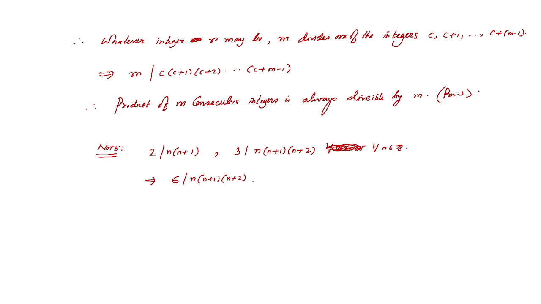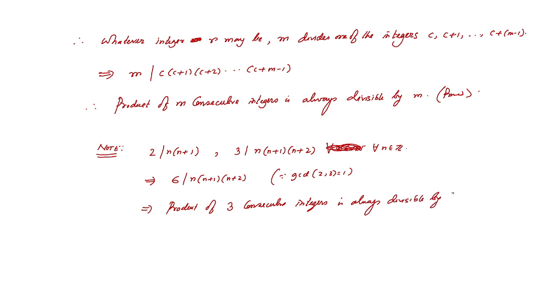From that we can prove, since the GCD of 2 and 3 is 1, that the product of 3 consecutive integers is always divisible by 6.